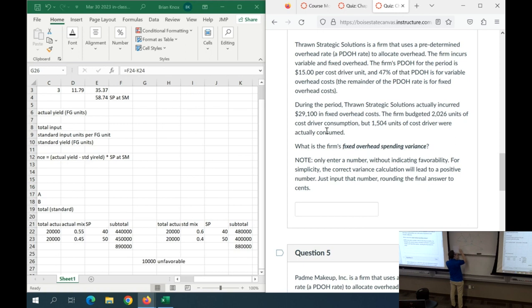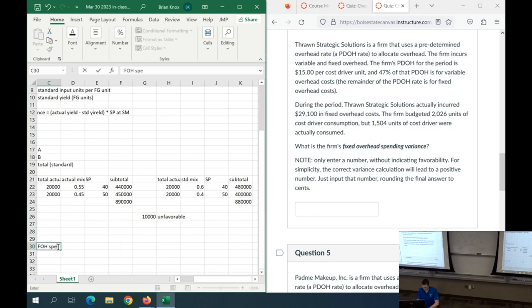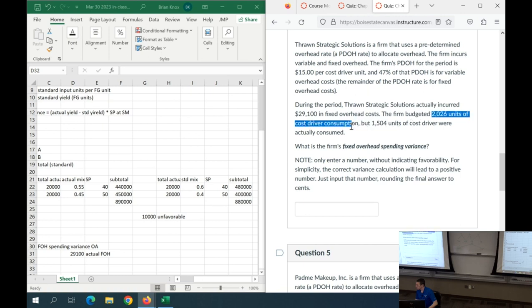And I gave you $29,100 as the actuals here. If we can figure out the static budget amount of fixed overhead, then we have a spending variance pretty quickly, since that's what it's asking for. So, FOH spending variance, open answer question. We know we have 2,900 actual fixed overhead. And we know that we budgeted this amount of cost driver consumption. So at static budget, we would have budgeted that amount times whatever cost per cost driver unit we assume fixed overhead incurs.